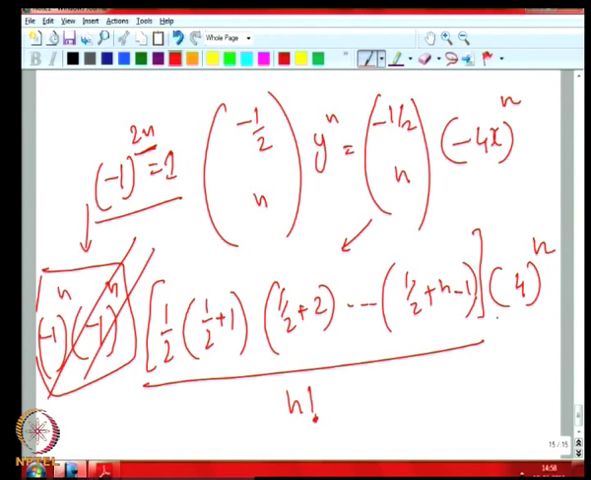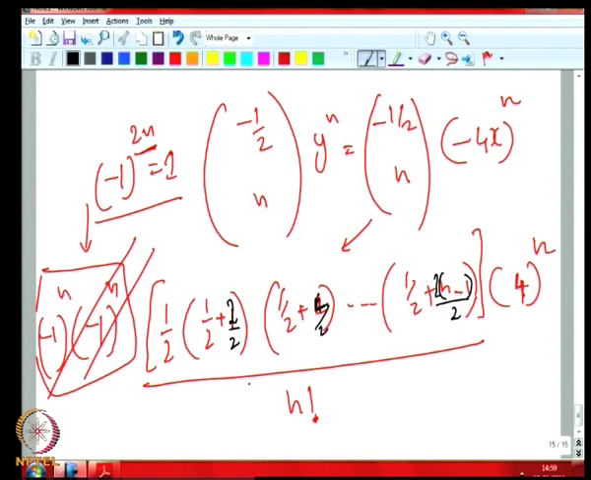Now, we have only this part. So, here is a 4 to the power n. Now, what we can do is, because this is half plus 1 and so on, this 1 I can write as 2 by 2, right. So, that will become 3 by 2. Similarly, here I can write it as 4 by 2, this will become 5 by 2, right. So, similarly, in the end this 2n plus n minus 1, that can be written as 2 into n minus 1 by 2, right.